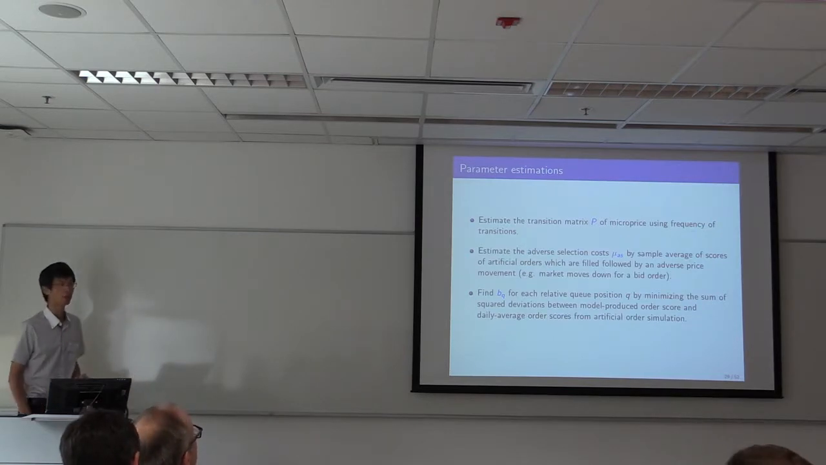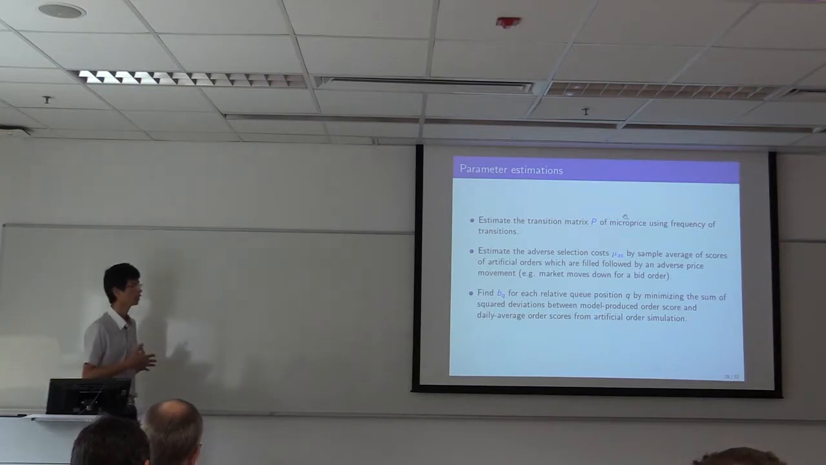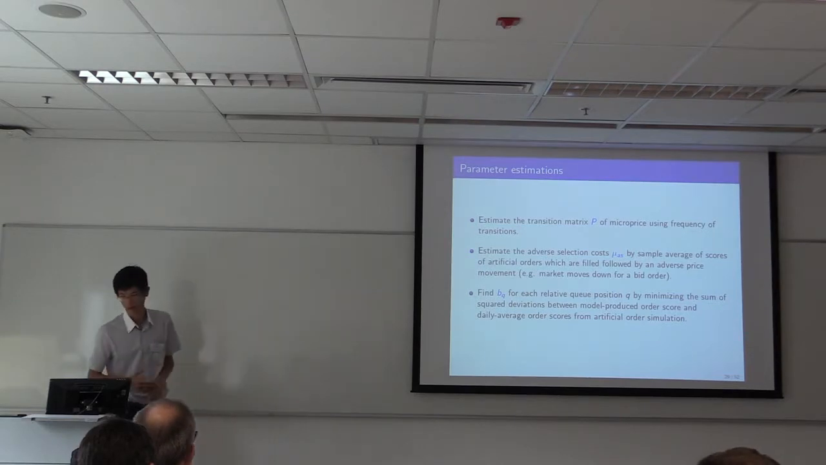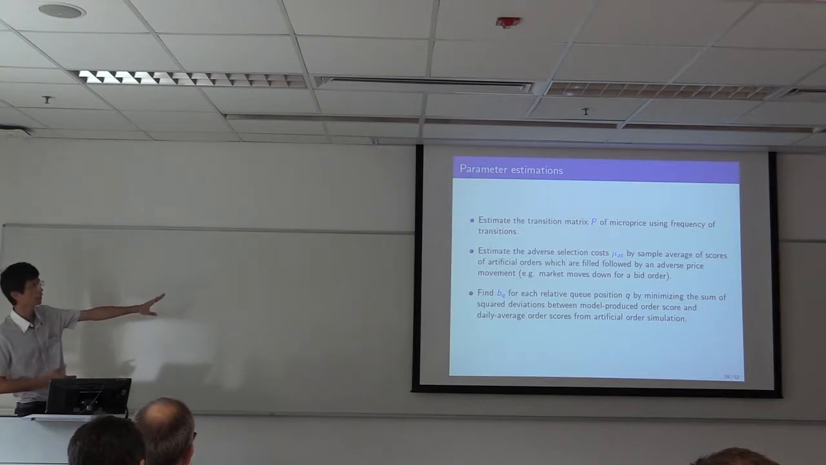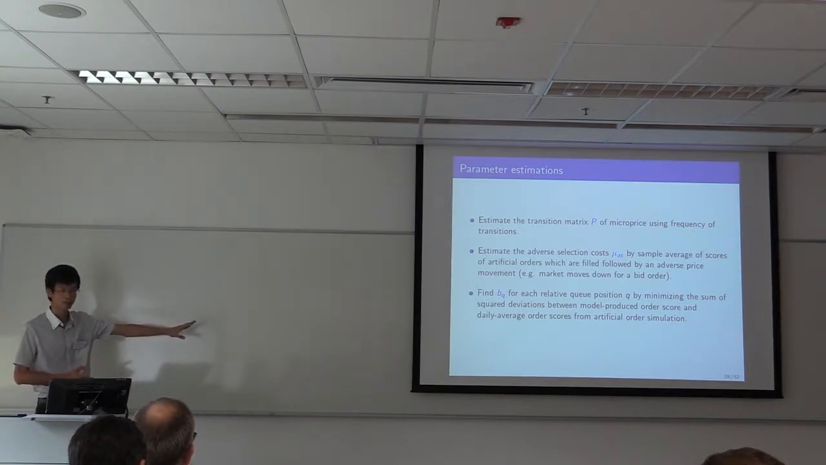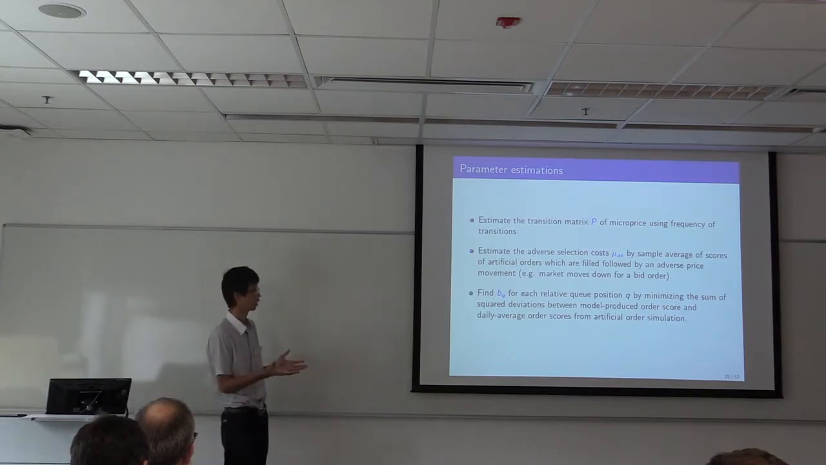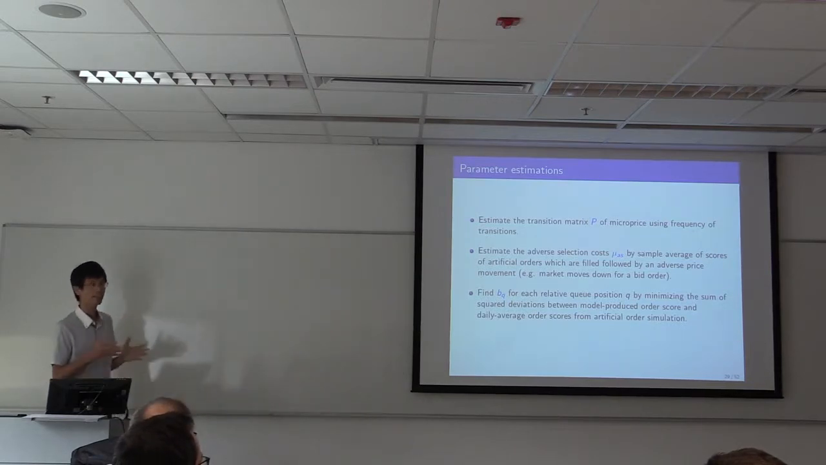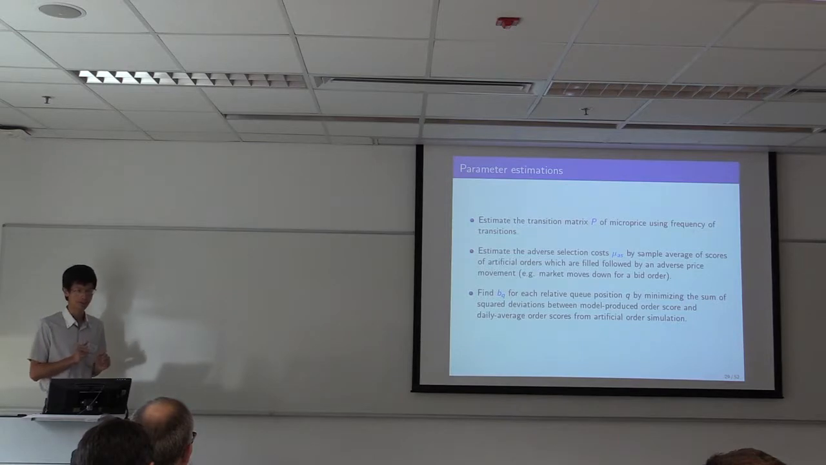In our model, we have three sets of parameters. The first one, of course, is the transition matrix of the macroprice dynamics. This is very easy to do; we just use the frequency of transitions. The second component is that we need to capture the adverse selection cost. What we are going to do is use the artificial order simulations that I talked about earlier. We will estimate the adverse selection cost, mu, by the sample average of scores of those artificial orders which are filled, followed by an adverse price movement.